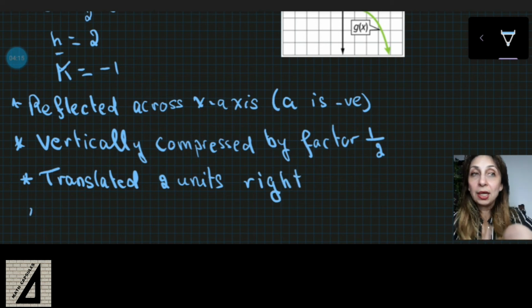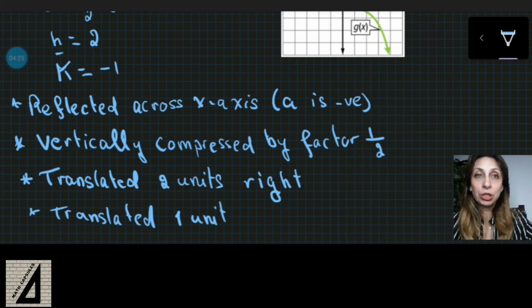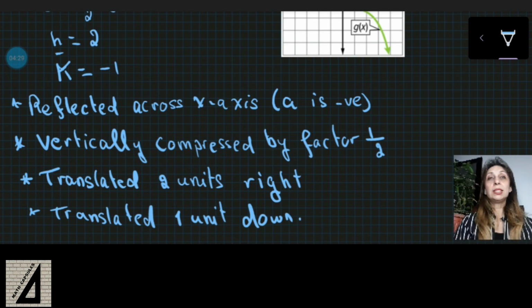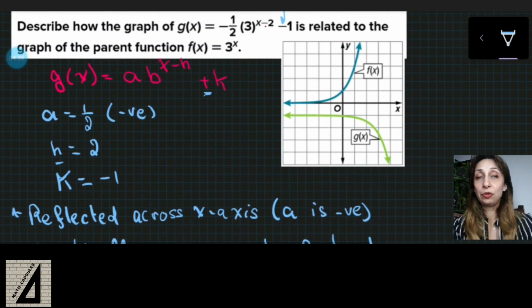And because k is negative 1, this means that it is translated 1 unit in the negative direction of k, which is down. So this is the answer for the example here. This is how you can describe the transformation function.